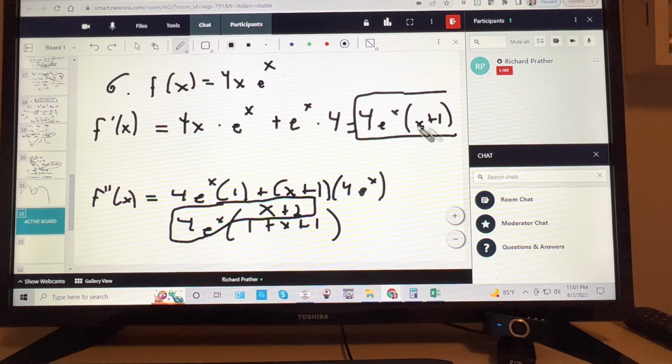Okay, so what would make this undefined? This is never undefined because exponentials are never undefined. And this is just a linear piece, so there's nothing that's going to make this undefined. What could make this equal 0 is a question, though. Whenever you have a product equal to 0, you can set each part equal to 0. So I can say 4e to the x equals 0, or x plus 1 equals 0.